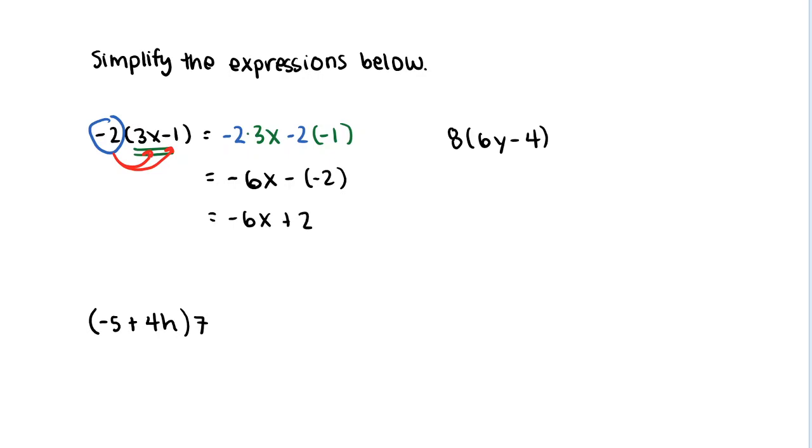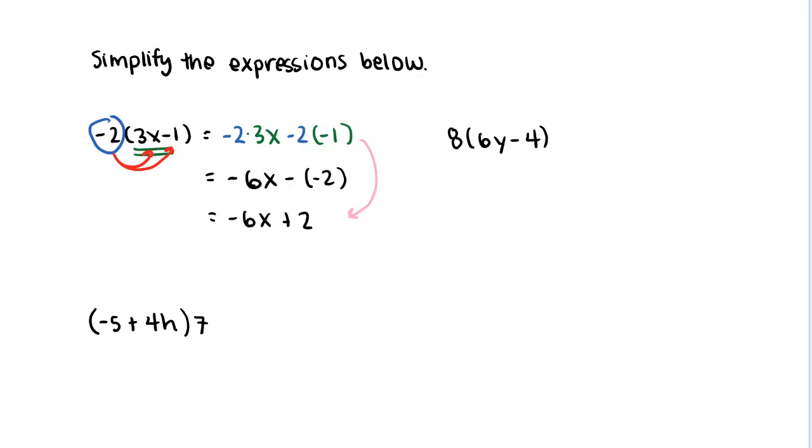So you might be able to see this right away and skip that middle step. That's okay too. I personally would myself, but I just figured I'd write it there to be as clear as I can be. But anyways, our final result is negative 6x plus 2, coming from that negative 2 times negative 1.